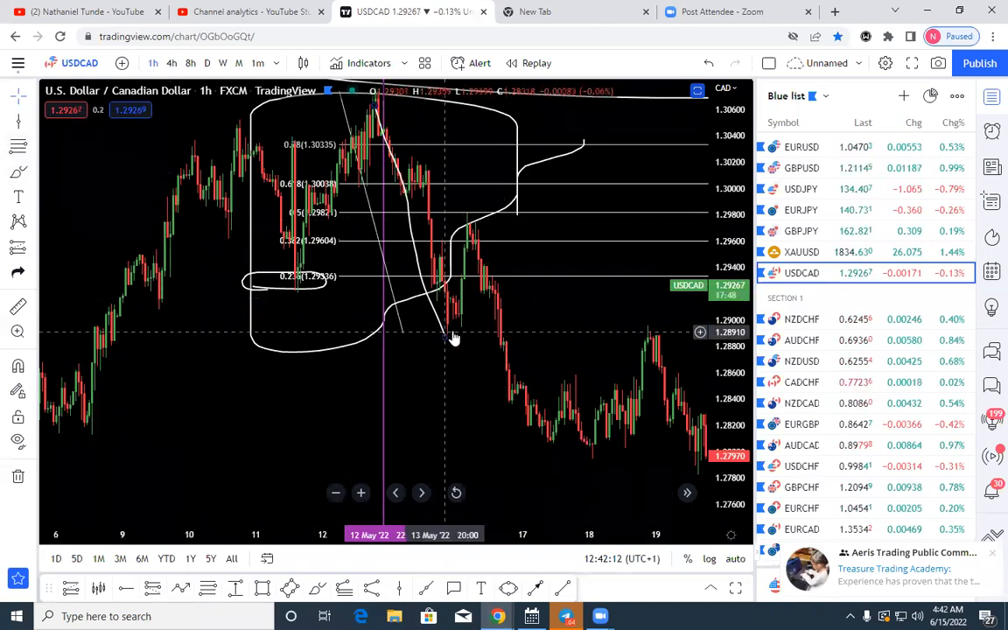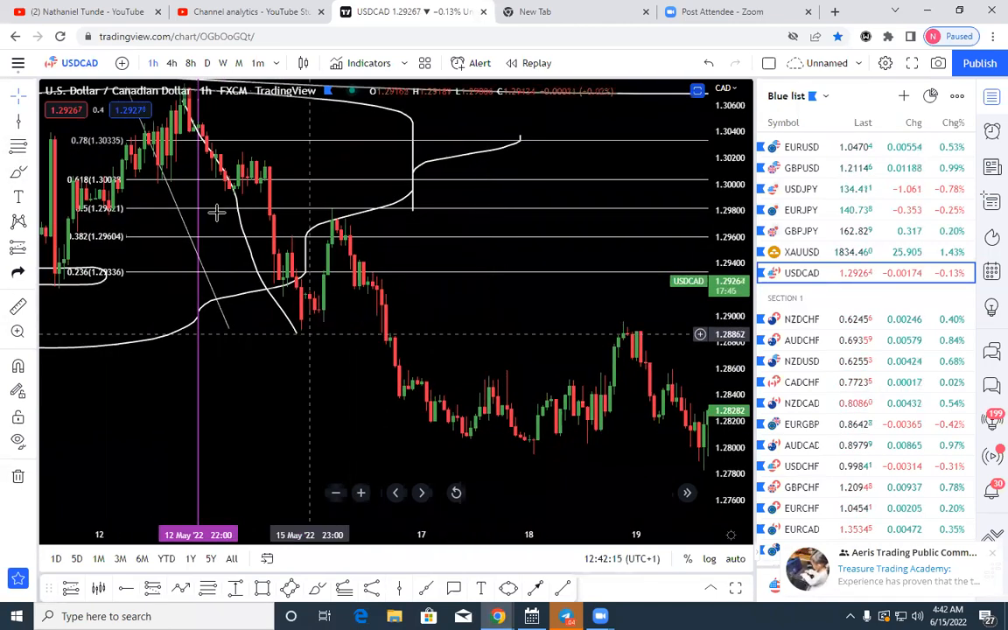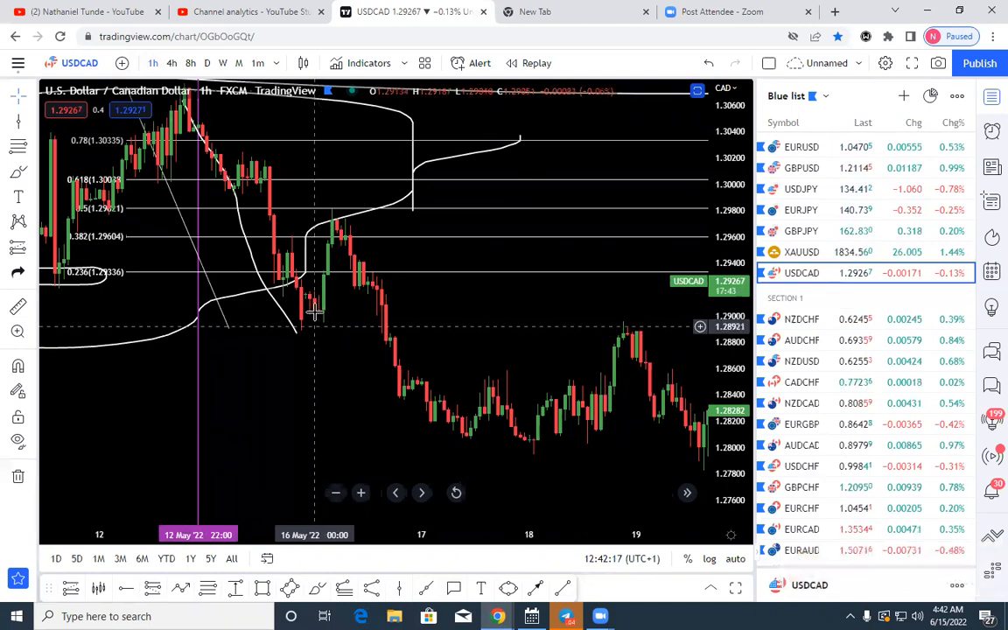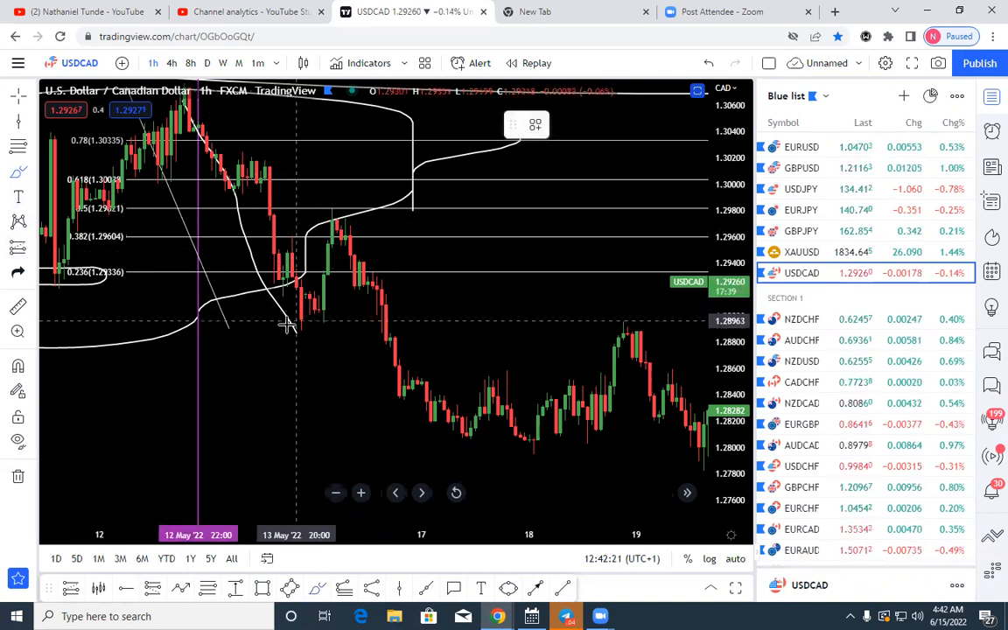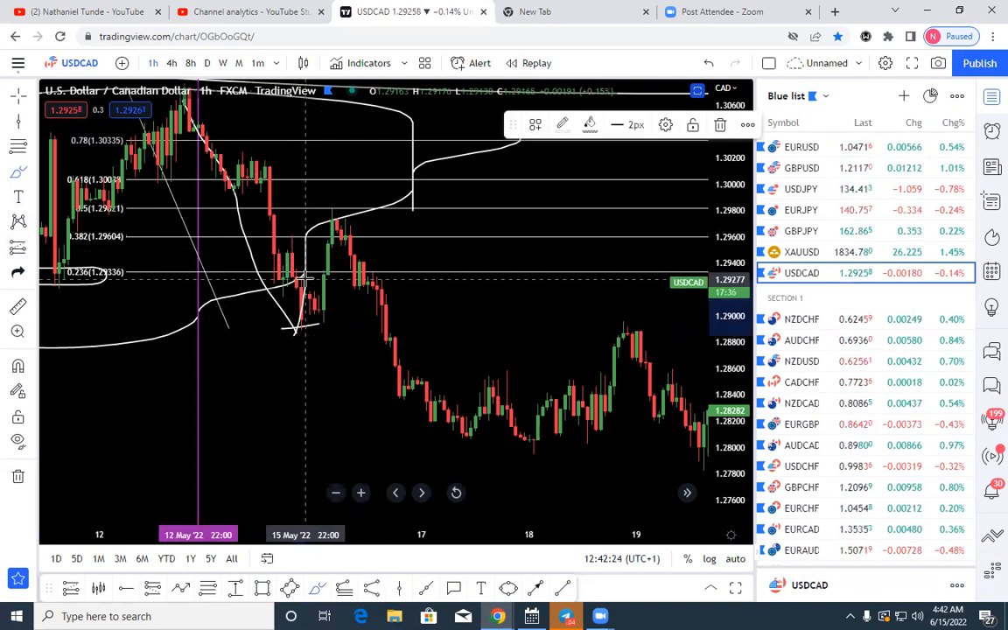What are you jumping? Define a correction. When you go to a smaller time frame, you are going to see that this is not an impulse, it's a correction, because it's going to start from here. So you have this move, you have this correction. So it's no longer an impulse, okay?